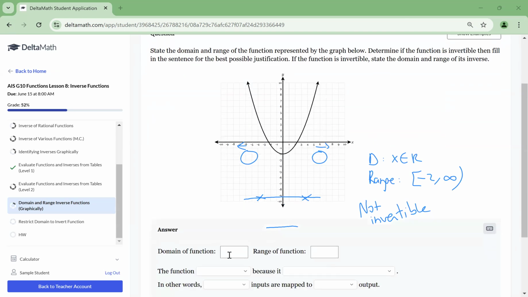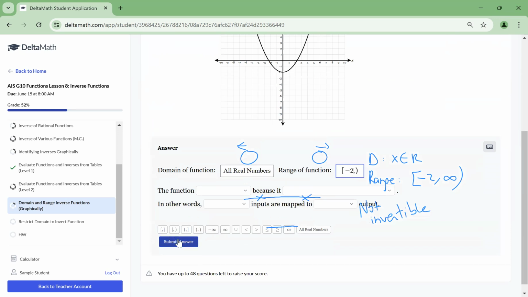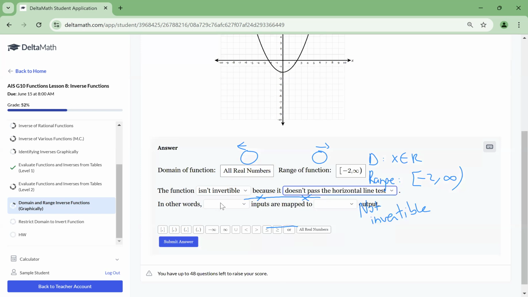The domain is all real numbers. I'm going to use that button here. The range is this here, so -2 and infinity. This function is not invertible because it does not pass the horizontal line test. In other words, at least two inputs are mapped to the same output.